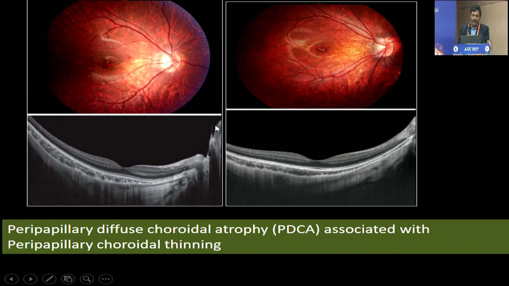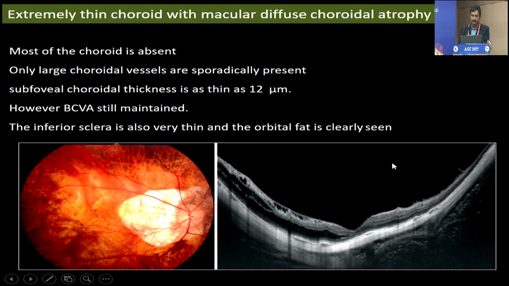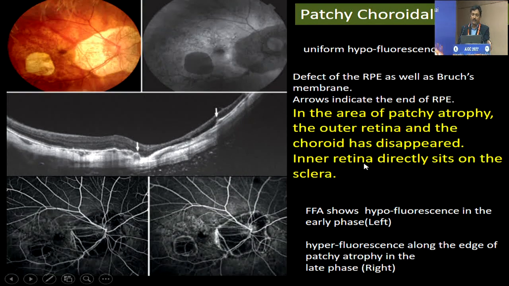If somebody has an associated peripapillary choroidal atrophy, it will be associated with choroidal thinning. In macular diffuse choroidal atrophy, the choroid is almost thinned out. In this patient, the choroidal thickness was around 12 micrometers, but even with this thickness the patient had a well-maintained best corrected visual acuity. Only the large choroidal vessels were seen in this patient. Patchy choroidal atrophy: this is the area of patchy choroidal atrophy.